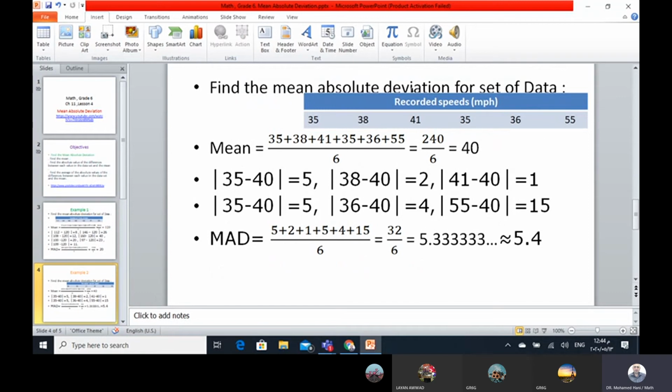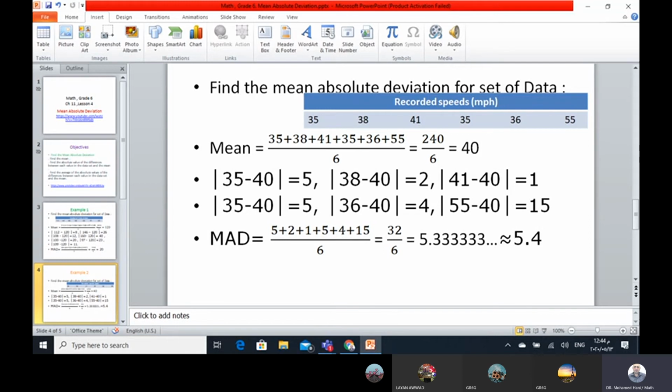Find the mean absolute deviation for a set of data. We have this table of recorded speeds in meters per hour, with six groups of speed: 35, 38, 41, 35, 36, 55. How do we find the mean absolute deviation?